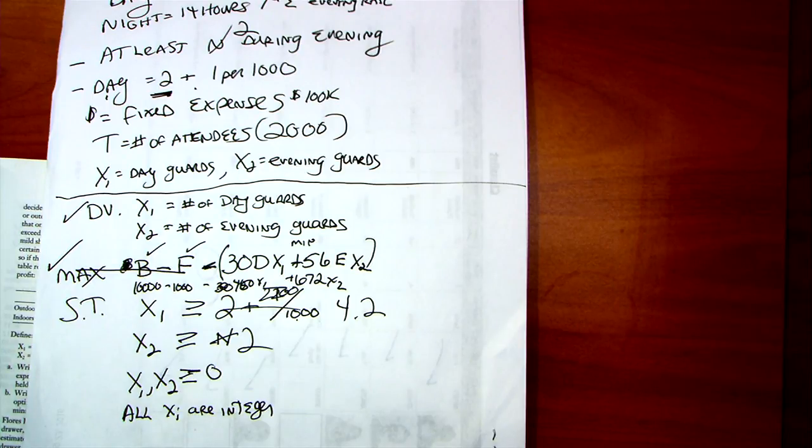Not 4, 5, because it has to be greater than or equal to 4.2, and these are all and constraints. They all have to hold, and it has to be an integer. The first integer greater than 4.2 is 5, right? So 5 would be the minimum number of guards we could hire in this case.